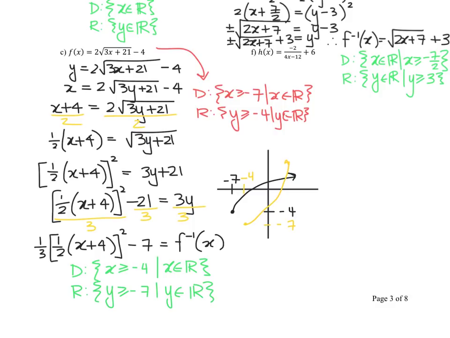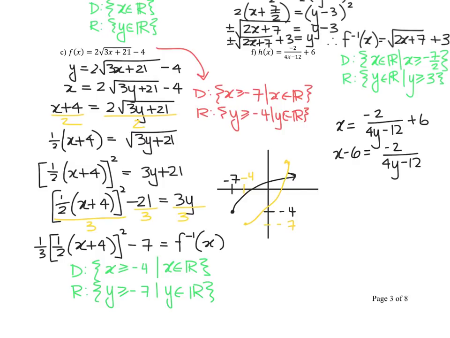Okay, I just have a tiny little bit of space left for the last example, sorry. So here we go. I'm going to just skip right to the step of switching x and y. So I'm going to say x is equal to -2 over 4y minus 12 plus 6. So x minus 6 equals -2 over 4y minus 12.